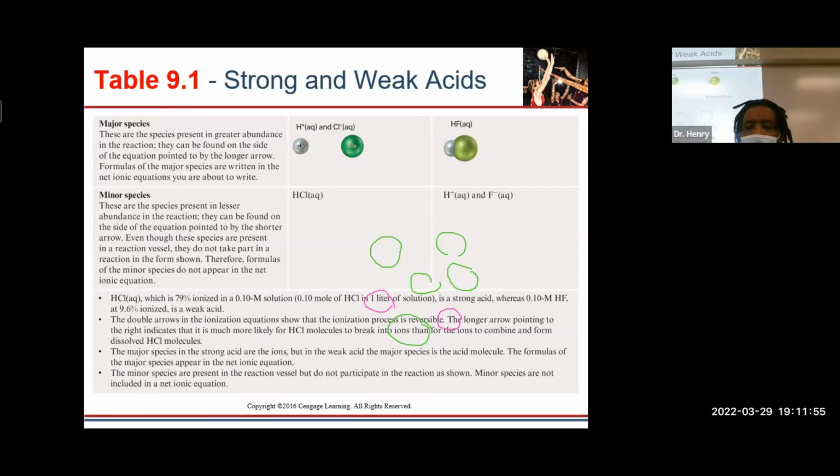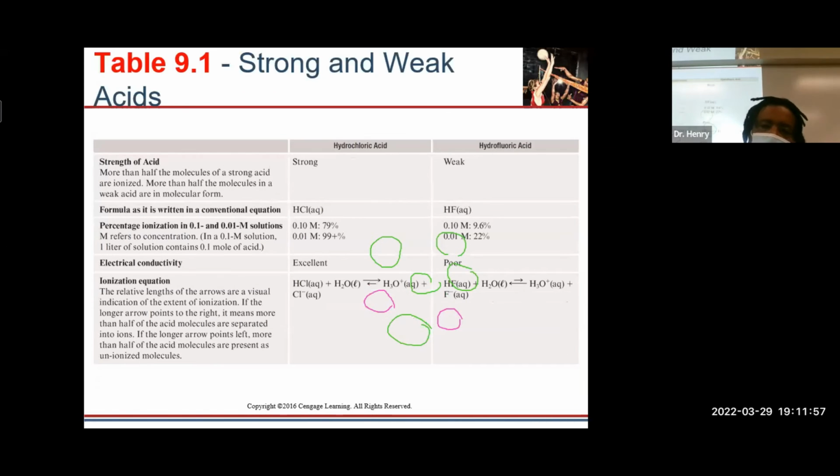Okay, so this is basically a table showing us that. We know that hydrochloric acid is a strong acid. This is what the formula looks like, the conventional way of writing it. If you have a lot of them in solution, by having a lot, it keeps some of them together. So we have 79% of them separated. If we dilute that solution, it allows more of them to get free, and then we have 99+% that is separated.